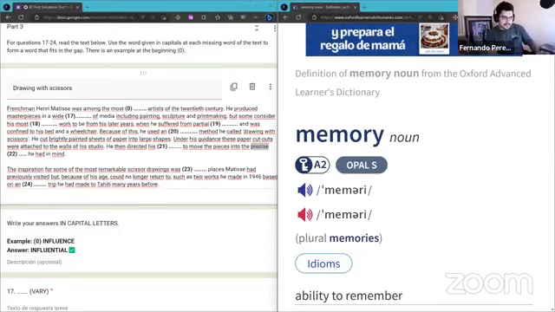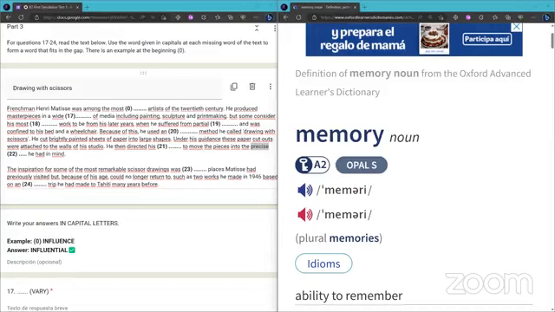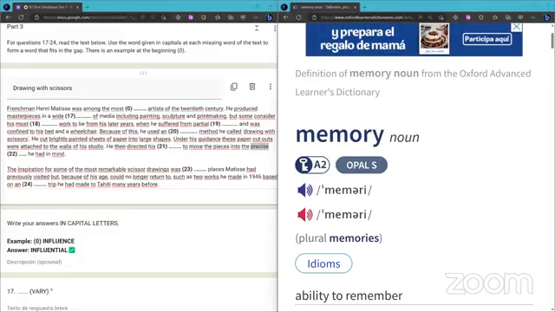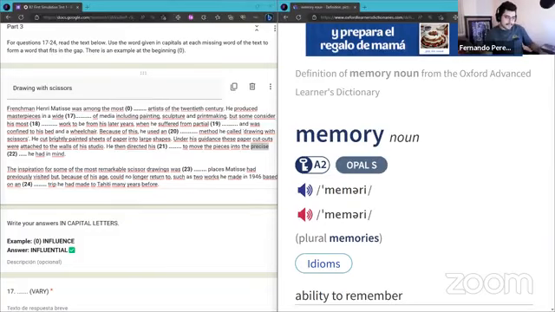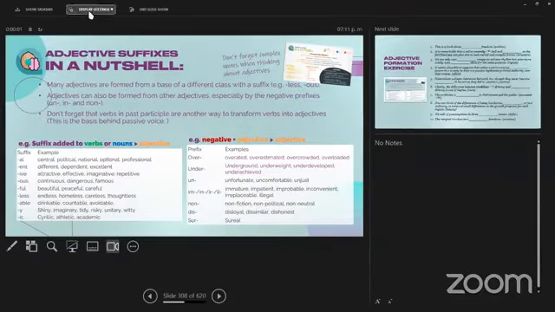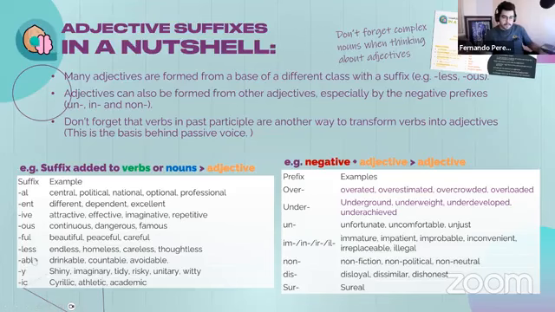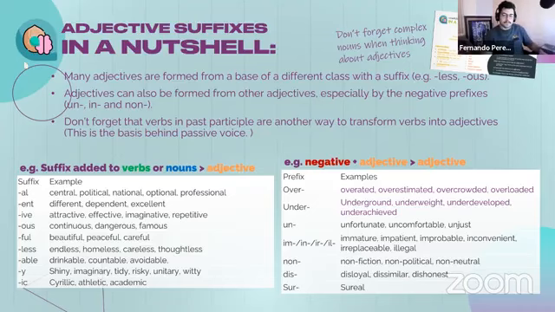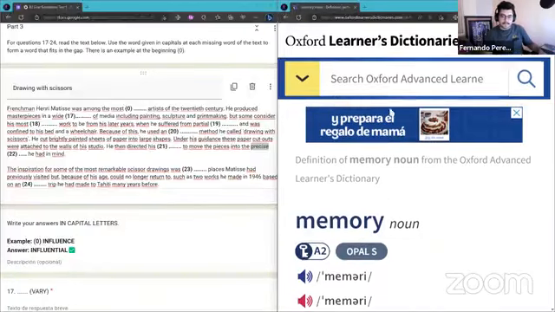Adjective suffixes. Let me find. I think that this memory, is it memorable? Memorable. You are totally correct. Exactly. In the adjective list, we have the word able. Drinkable, countable, avoidable, memorable. Very good, brother.